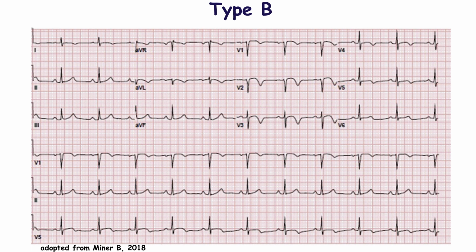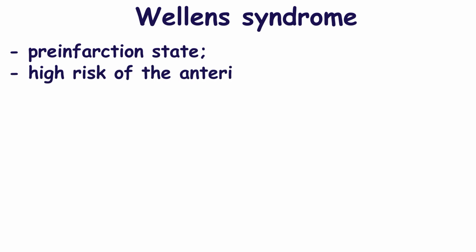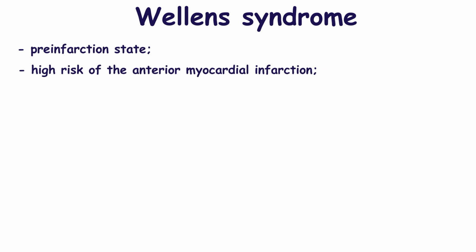Such ECG changes may be transitory, or they may be detected for several days and weeks. It's a pre-infarction state. There is a high risk of myocardial infarction in the next weeks. Mean time of evolution to the anterior wall myocardial infarction is 8.5 days from the onset of the Wellens syndrome.